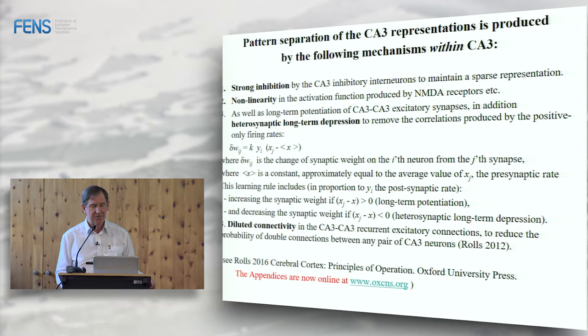If I have diluted connectivity in a network, then that decreases the probability that I would have two inputs from the same presynaptic neuron onto any postsynaptic neuron. Okay? So what does that do? Well, say I had a single presynaptic neuron making two synapses onto a postsynaptic neuron. That would mean that I was distorting my basins of attraction.